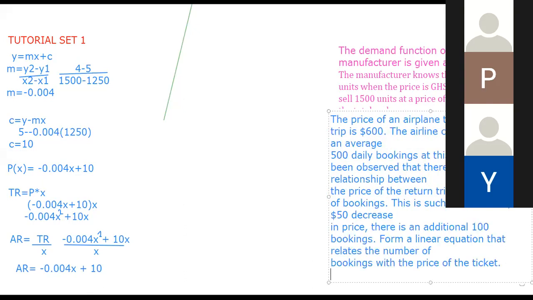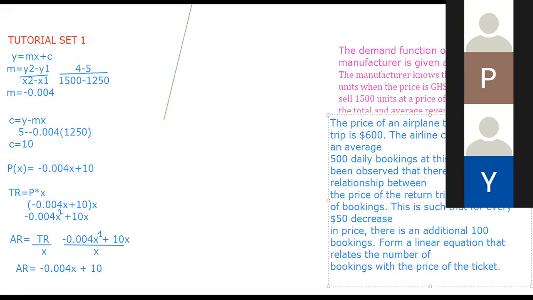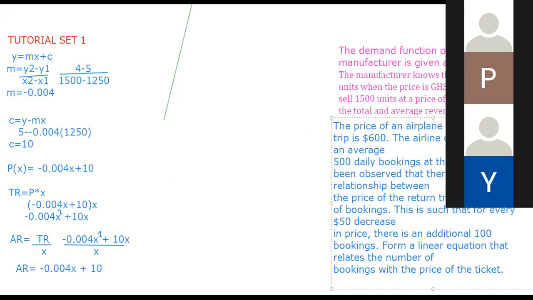Okay, so Yasmin, read for me. The price of an airplane ticket for a return trip is $600. The airline company attracts an average of 500 daily bookings at this price. It has been observed that there is a linear relationship between the price of the return trip and the number of bookings. This is such that for every $50 decrease in price, there is an additional 100 bookings. Form a linear equation that relates the number of bookings with the price of the ticket. Okay, thank you very much.